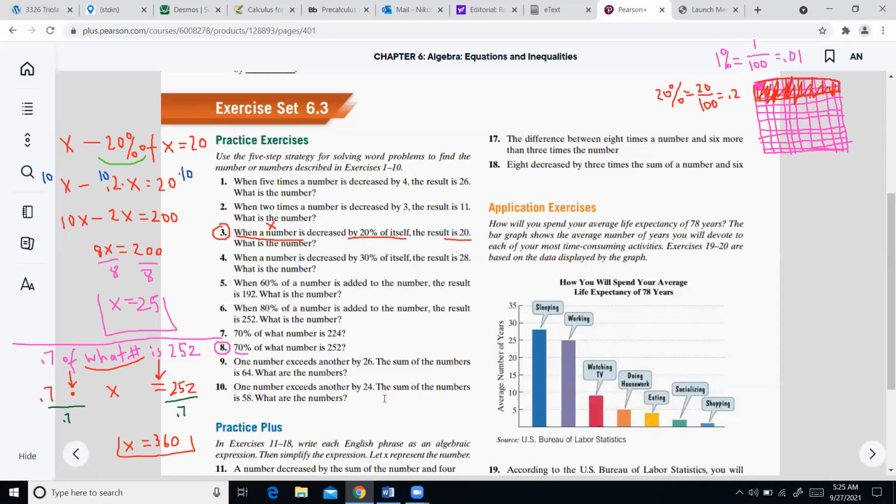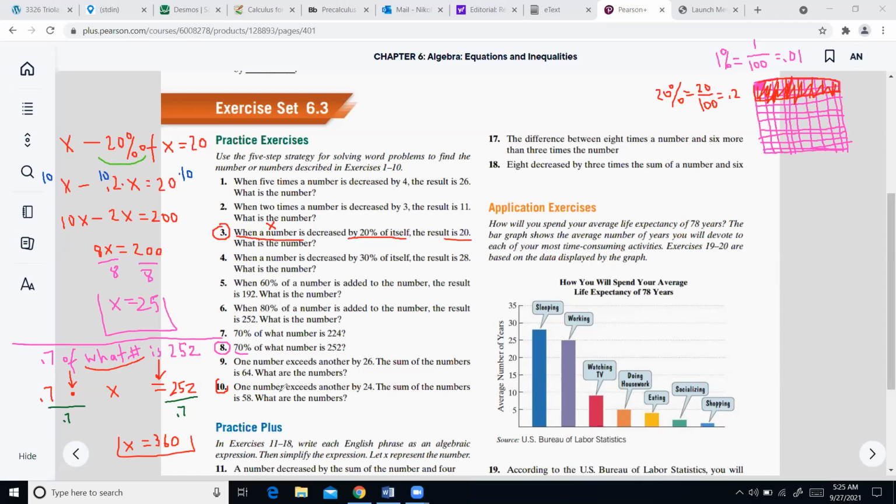Let me try one more exercise. I just noticed number 10 does not have percents in it. So what would be the difference in solving it? Well, I don't think there is a difference. You just need to call something X.